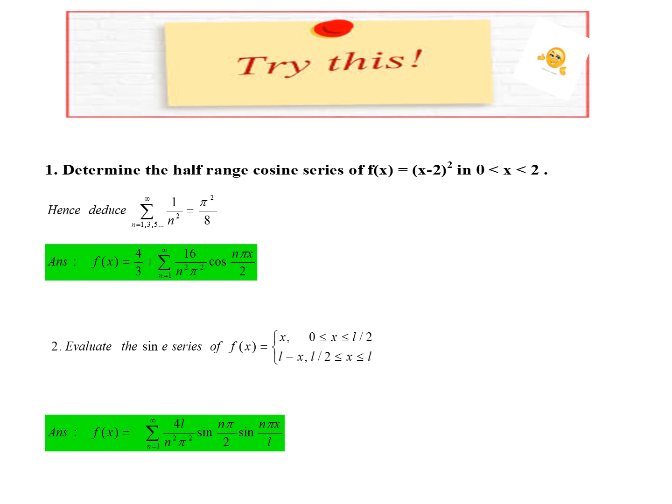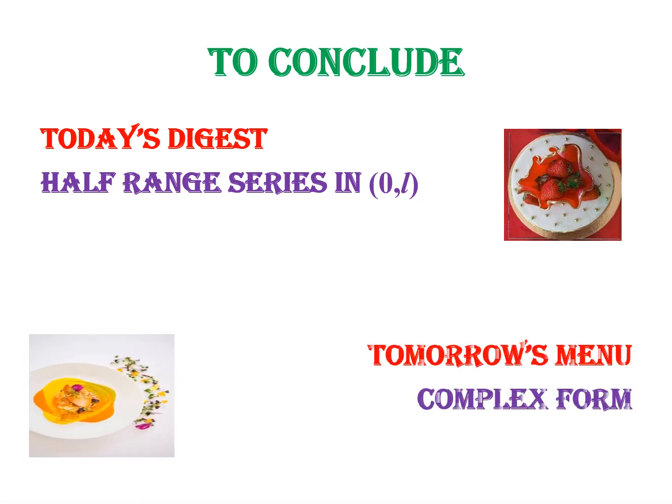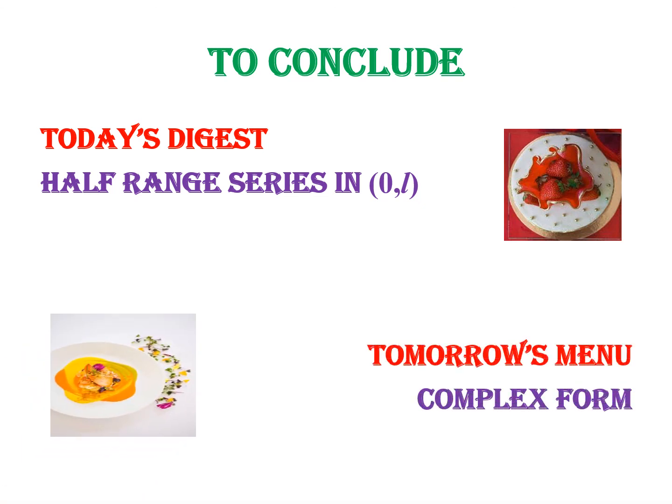Students, I hope all of you would have understood how to find half range sine series and cosine series in a general interval 0 to L. You can use this knowledge and try to solve these problems. In this lecture, we studied how to find the half range series in a general interval 0 to L. And of course, in the next class, we will learn about a new concept, complex form in Fourier series.